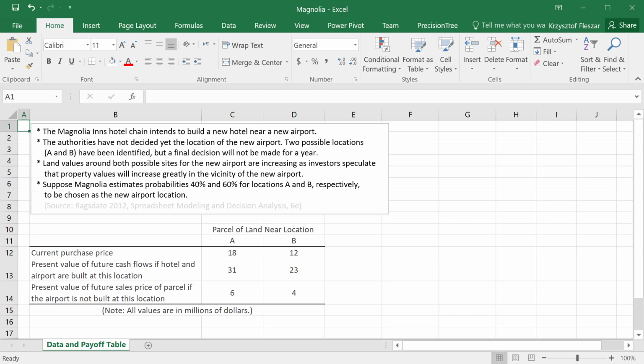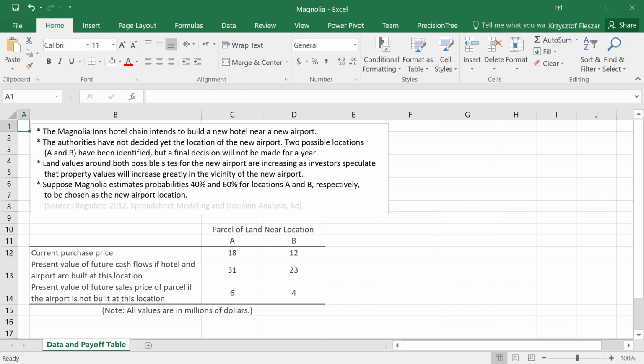To demonstrate how you can model and solve dynamic decision problems, I'm going to use the following example. Magnolia is a hotel chain that is planning to build a new hotel near a new airport. However, the authorities have not yet decided where the new airport will be.